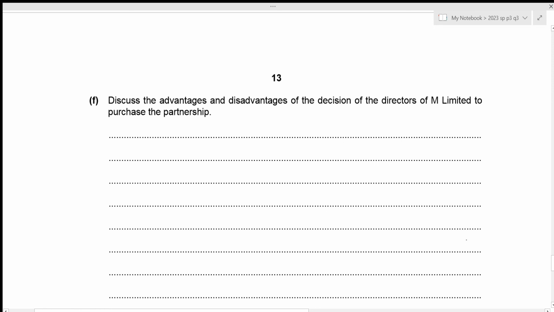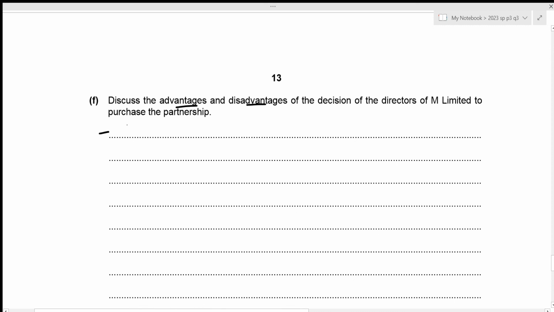We now need to discuss the advantages and disadvantages of the decision of the directors of M Limited to purchase the partnership. Let's talk about the advantages first. So the very first thing is that M Limited purchased a partnership which is a rival, right? And by purchasing that rival, they have basically eliminated the competition. That is a major advantage.